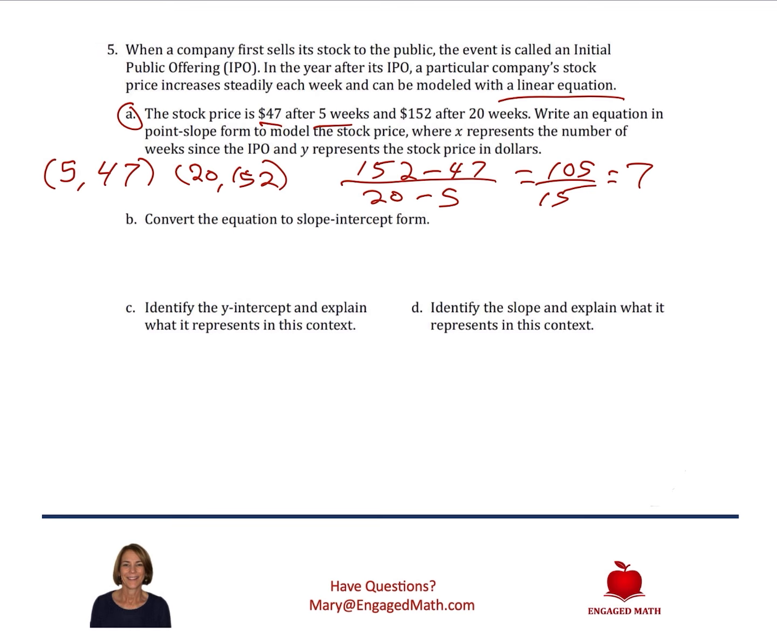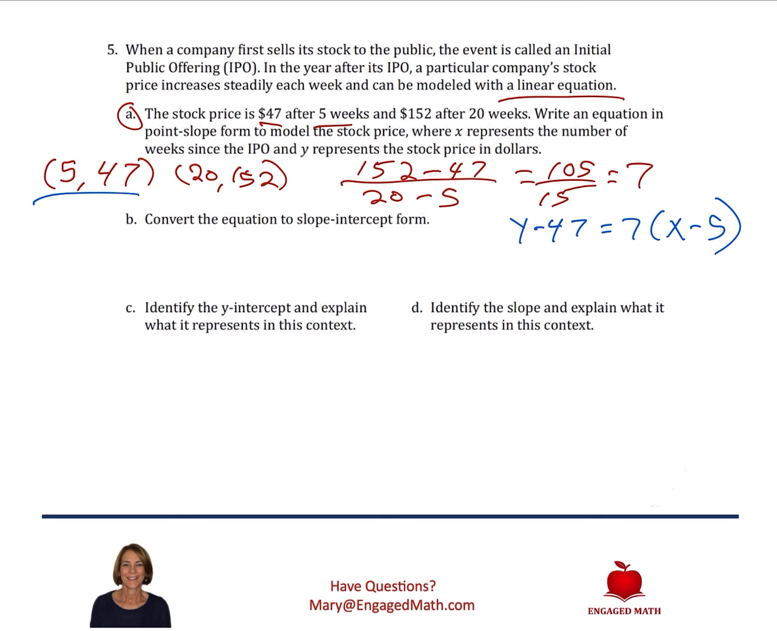Okay, so now let's write the equation. The first thing they said was in point-slope form. I'm going to pick one of the 2 points. You could pick either point, it doesn't make a bit of difference. I'm going to pick the first one because they're smaller numbers. So my equation for part A is y minus 47 equals 7 times x minus 5. Excuse me, I said x minus, but wrote x plus. So let's go back. That's x minus 5.